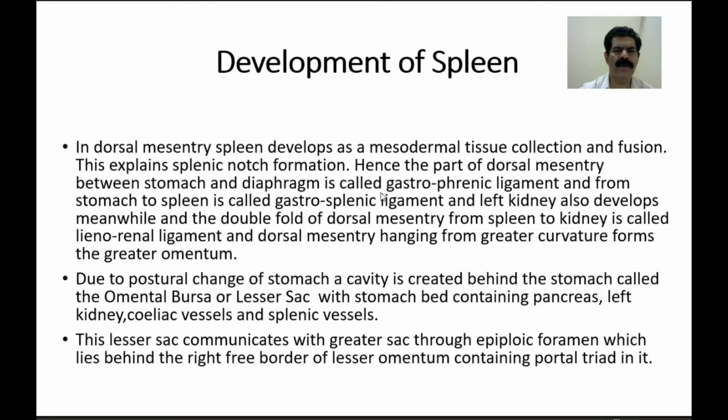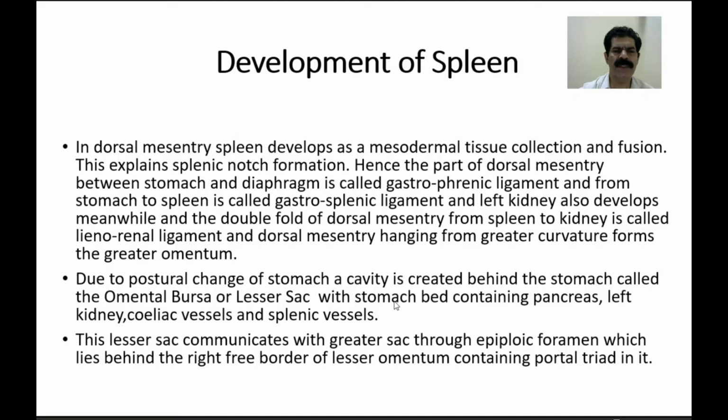So this is how the ligaments are related to the spleen, stomach, and the posterior part. Now, due to the formation of these ligaments from the dorsal mesentery, or due to the postural changes or the rotation of the stomach clockwise, in the vertical as well as in the anterior-posterior direction, a small cavity is created behind the stomach, which is called the omental bursa or the lesser sac, or it is also called the stomach bed, which lies posterior to this.